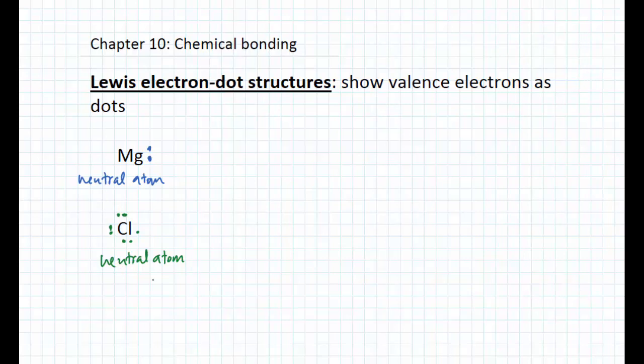What does chlorine need to do to become stable? If we've got 7 dots shown right there, it needs to gain 1. Okay? So let's do a little electron transfer here. Let's take one of these and give it to chlorine. Okay? That makes a chlorine with now 8 valence electrons. We're just going to draw a circle around that.